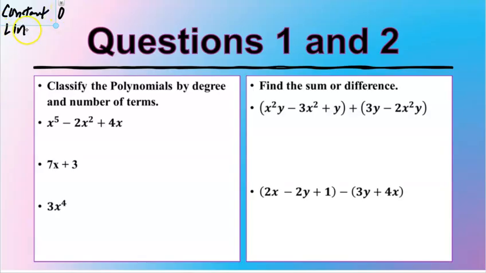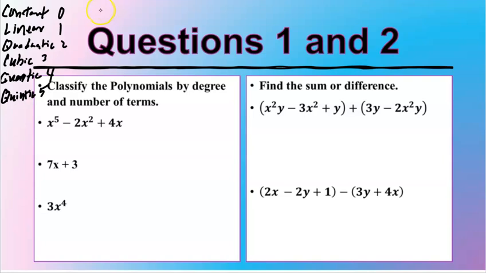Linear is degree of 1. Quadratic is degree of 2. Cubic is degree of 3. Quartic is degree of 4. And quintic is degree 5. Anything more than 5, you would just say the 6th degree, the 7th degree, and so forth.